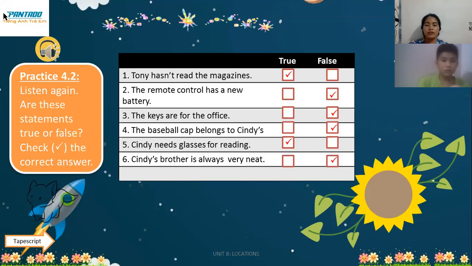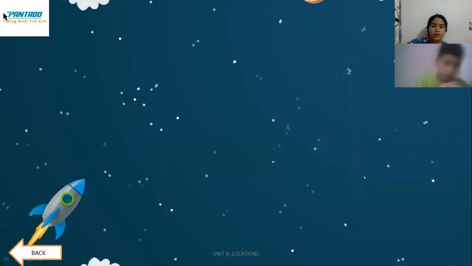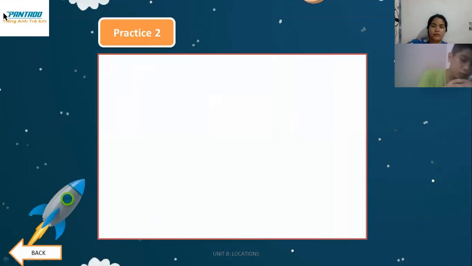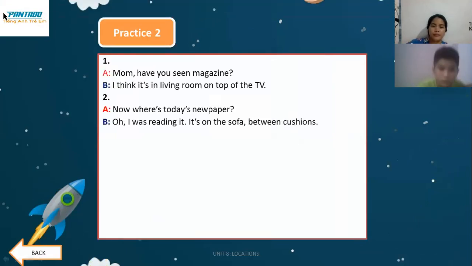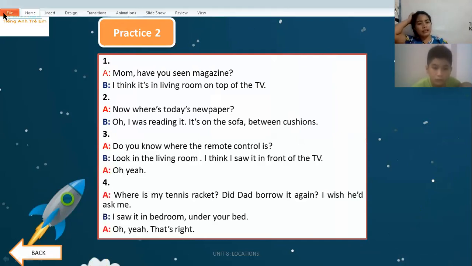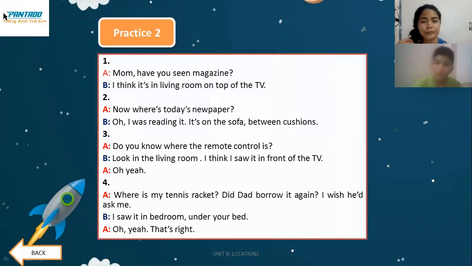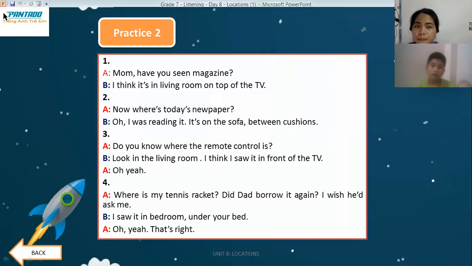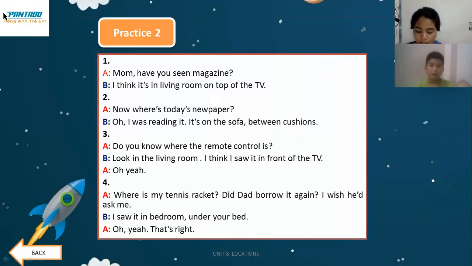Cindy's brother is always very neat. Okay, what is your answer? That is false. Okay, let's practice. I am A and you are B. Okay.